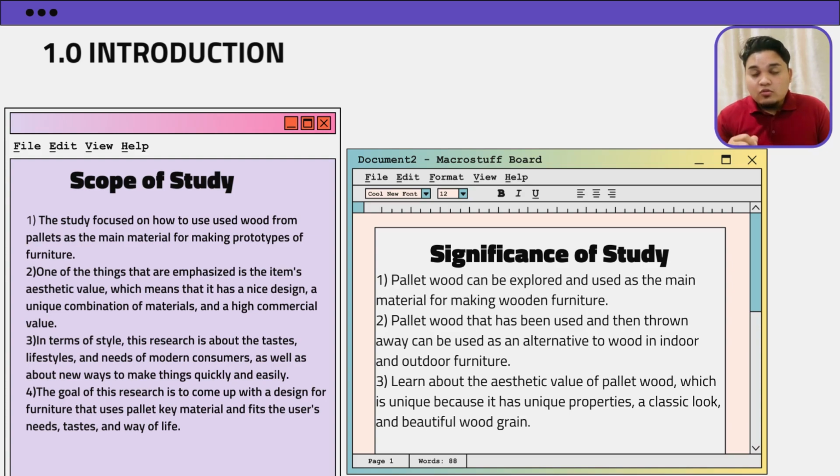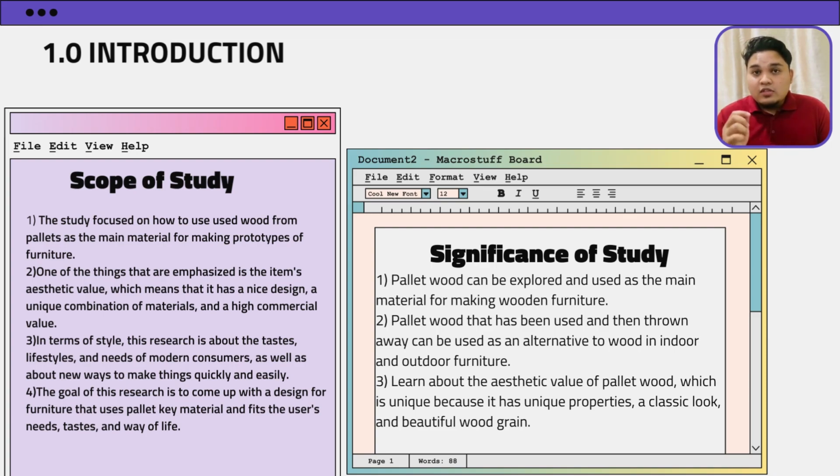Next, I will continue this presentation. I will present about the significance of this study. For the pellet wood, we can explore and use it as the main material for making wooden furniture. Next, we can also know the pellet wood that has been used and then thrown away can be used as an alternative to wood in indoor or outdoor furniture.